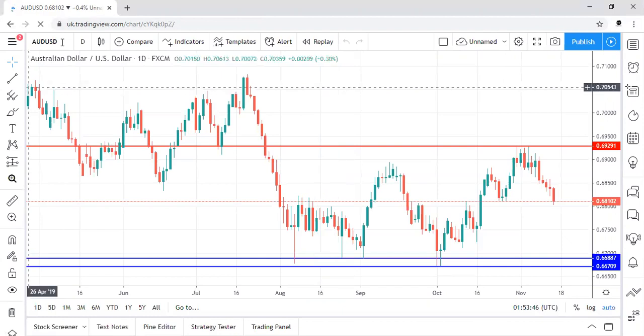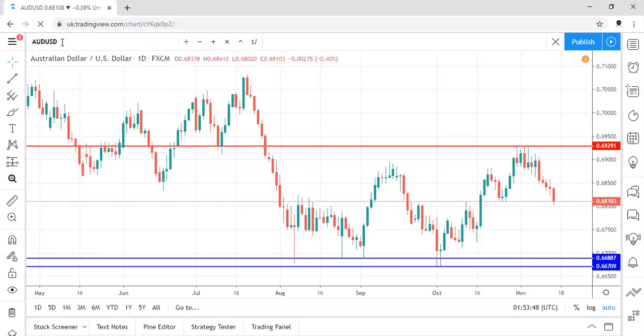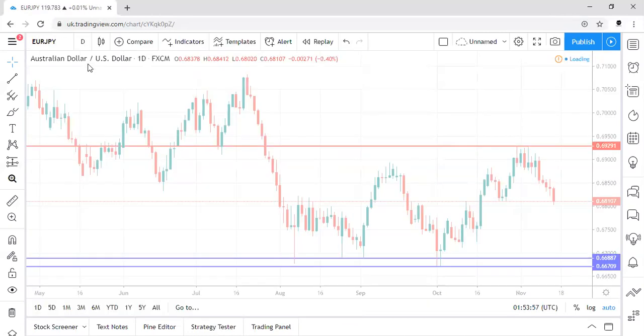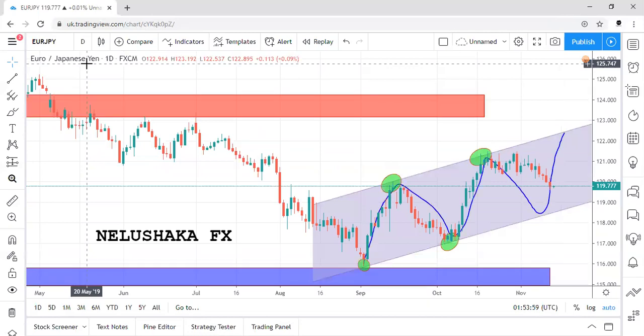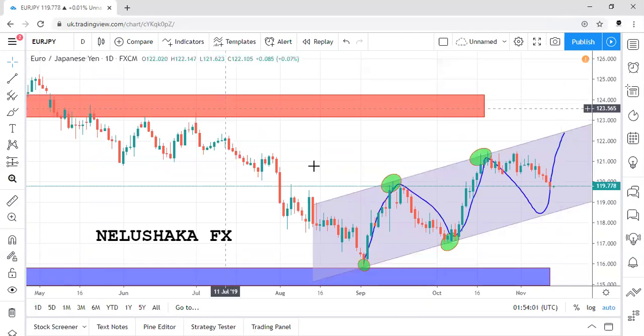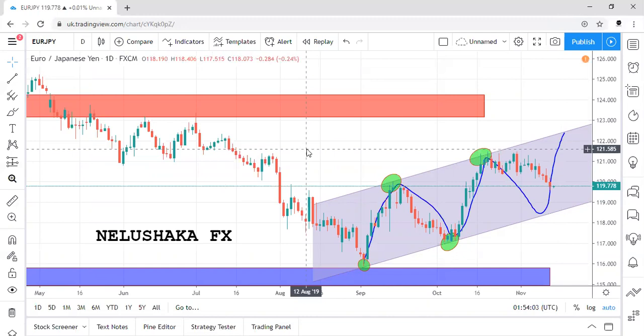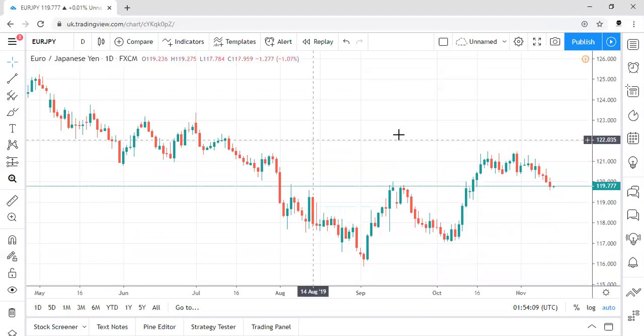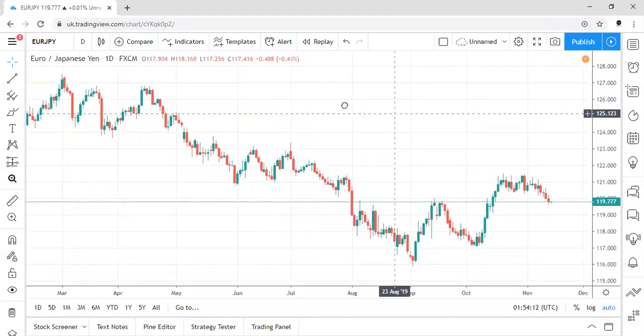Okay, let me quickly start with EURJPY, which has been my favorite. I've been tracking this pair for a very long time, but let me just clear the chart, remove all drawings, and start afresh. Okay, this is what I usually do when I come to a chart.